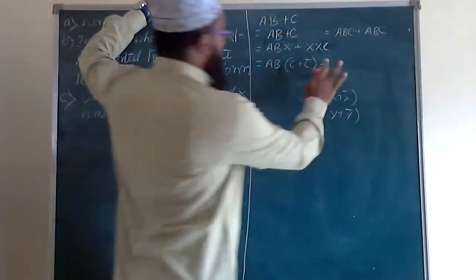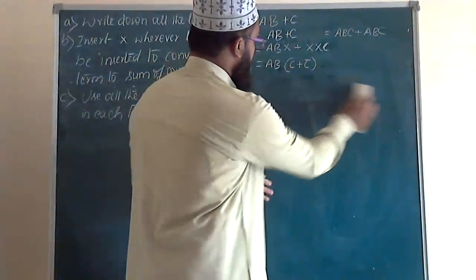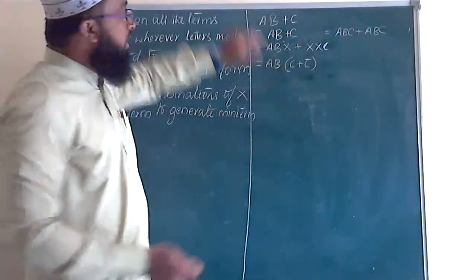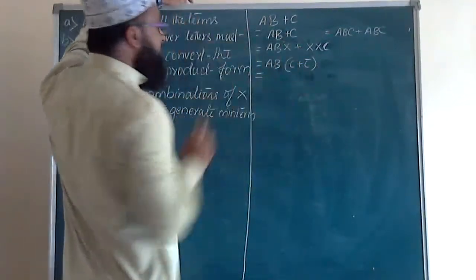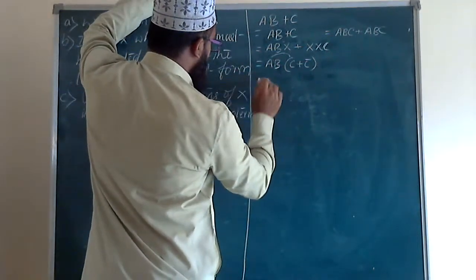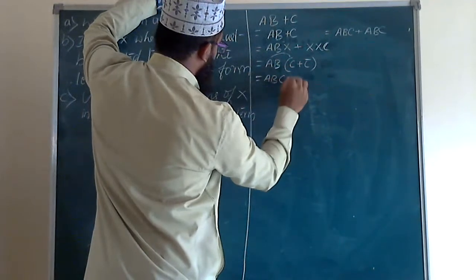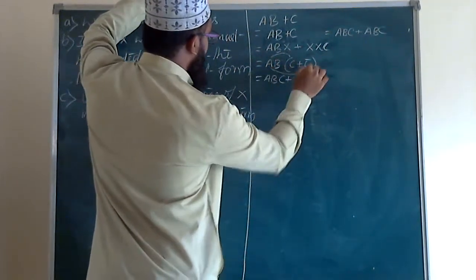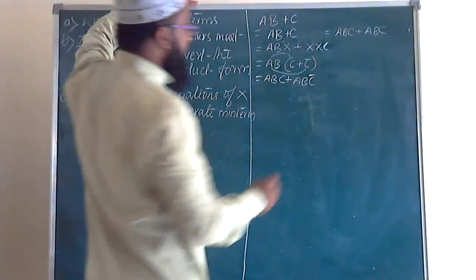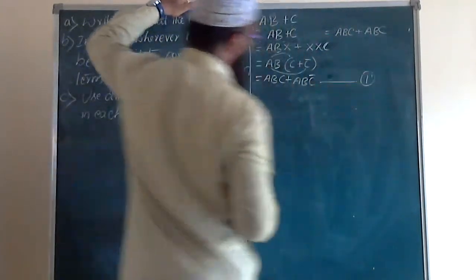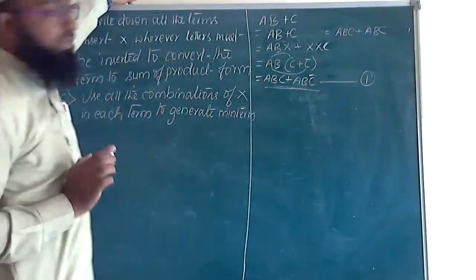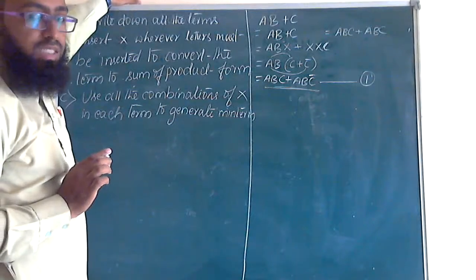First, leave this one. First we will create the expression for this thing. Expand the expression. How will you expand? AB into C, which is equal to ABC plus ABC bar. Write this as the first equation. The first part we have derived.